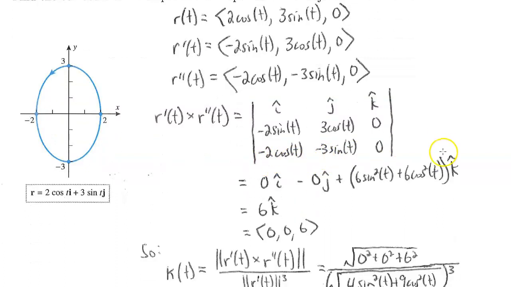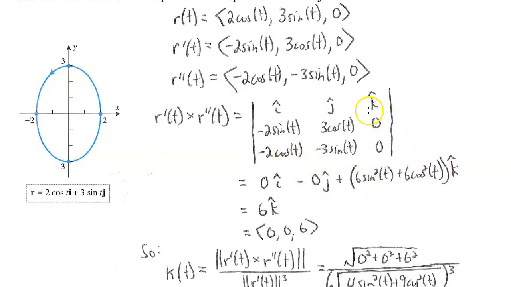So how do we do the determinant of this matrix? Well, notice we're going to get a lot of zeros. In fact, when we have a 2-space situation with zeros here, the i and the j components will always be 0. What is the i component going to be? It's 3 cosine t times 0 minus 0 times negative 3 sine t, which is really 0 minus 0. And with the j, we have minus something times 0 minus 0 times something, so we get another 0.